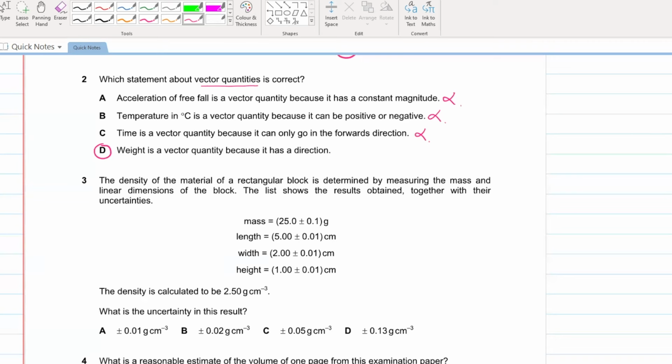Beta, weight is a vector quantity. Why? Because it has a direction. Vector quantities की एक खास बात होती है that they have a direction. Simple as that. Let's further move ahead.